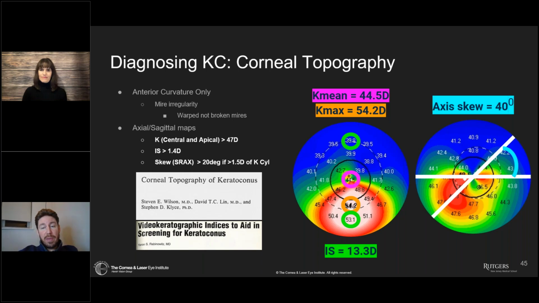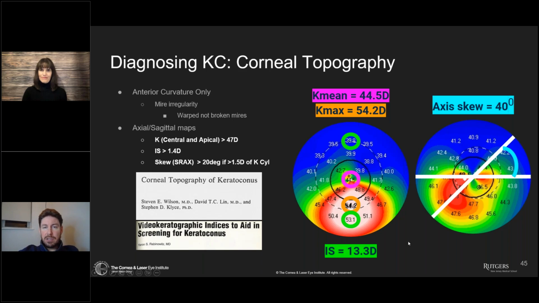And if we look at the example next to that with the axis skew, you can see that this is clearly a much lower level of keratoconus, but if we look at the axis skew there, it's 40 degrees. So again, that's how we can differentiate normal from keratoconus.